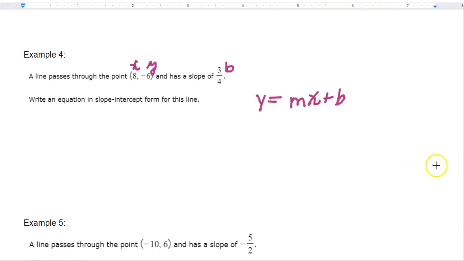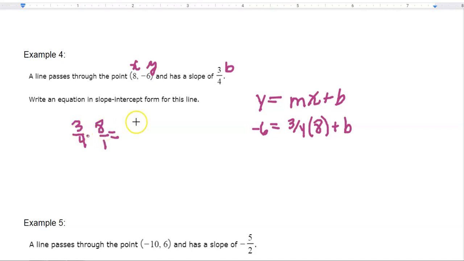So now let's plug in what we know. Our y is -6. Our slope is 3/4. Our x is 8. And then we need to find, of course, our y-intercept. So 3/4 times 8, remember that's going to be 3/4 times 8 over 1. 3 times 8 is 24. 4 times 1 is 4. 24 divided by 4 is going to be 6. So that gives us -6 equals 6 plus b.